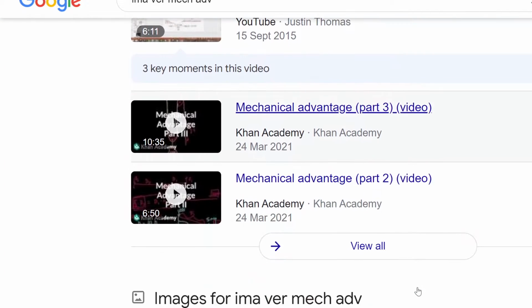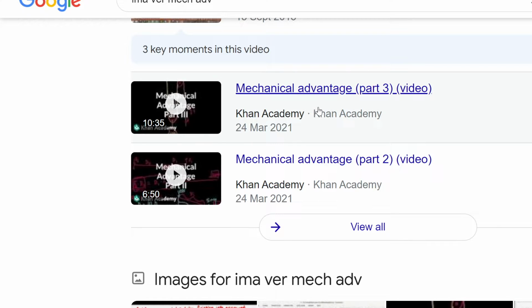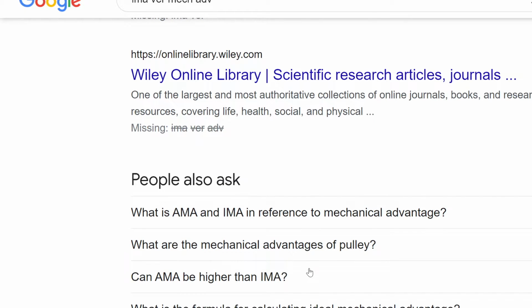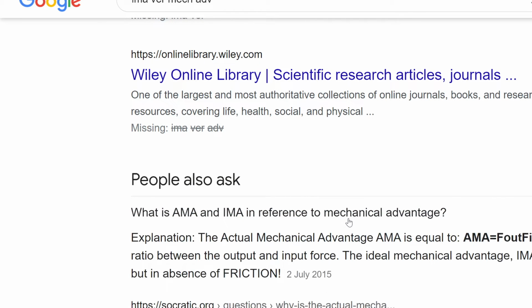Okay, so like I said, we've got these mechanical advantage videos. We've already got those in Khan Academy, but the actual mechanical advantage versus the ideal mechanical advantage, right?